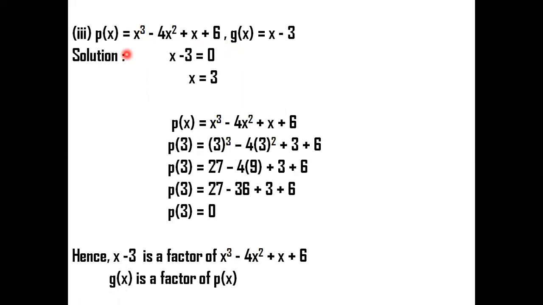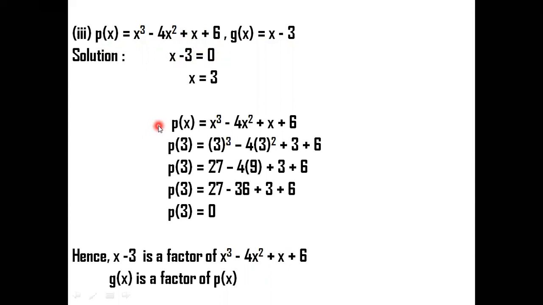Now, let us get into question number 3. For this question, P of x is equal to x cubed minus 4x squared plus x plus 6. And we have got a G of x, which is x minus 3. And what is the question? To check whether G of x is a factor of P of x or not. So, to check whether it's a factor or not, I shall take it to be equal to 0. So, x minus 3 is equal to 0. Hence, x will be equal to 3. Minus 3 goes to the other side, it becomes 3. So, x is equal to 3.